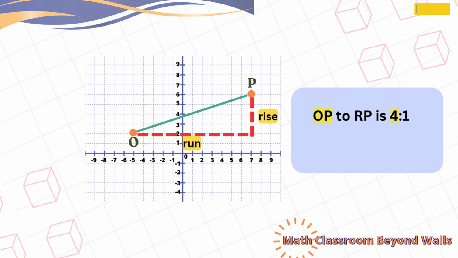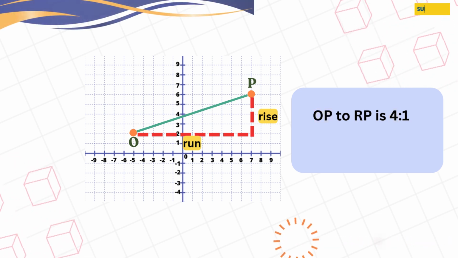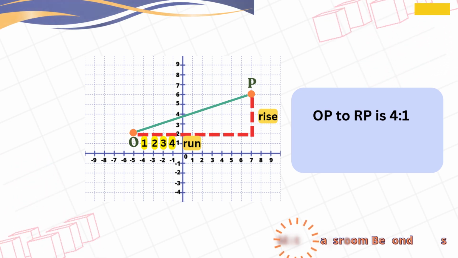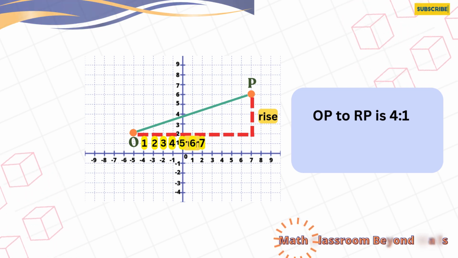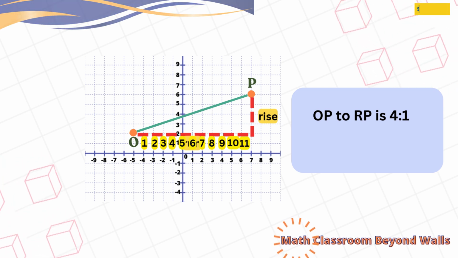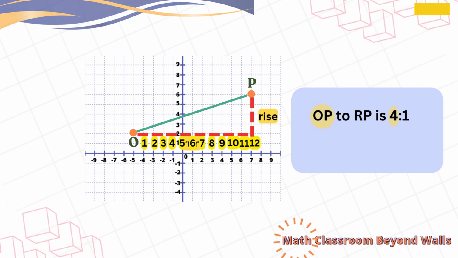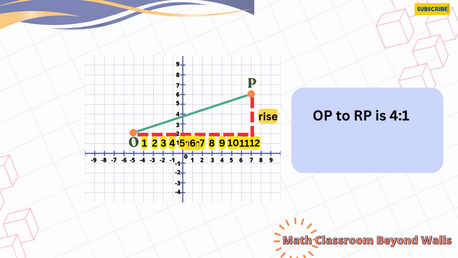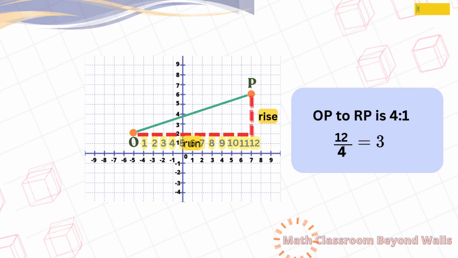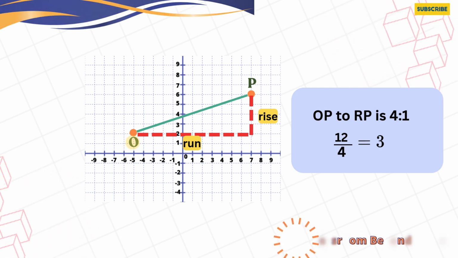With that, we can count the number of units that the run has. So we count 1, 2, 3, 4, 5, 6, 7, 8, 9, 10, 11, 12. There are 12 units. Remember that the whole OP is divided into 4 equal parts. So we divide 12 by 4. This gives us 3. Now, we count from the initial point O 3 units to the right.